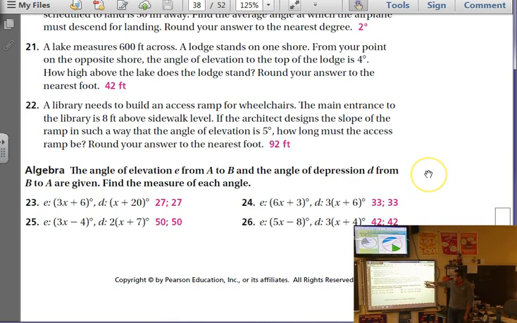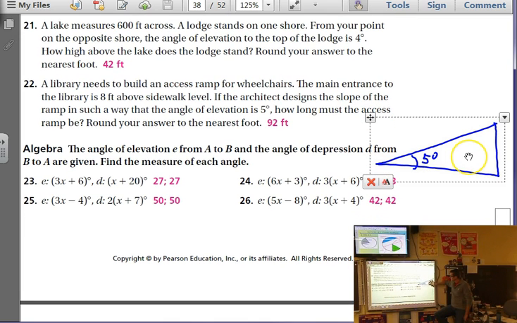Same. Armenia's boat and access ramp for boat chairs. The main entrance is 8 feet above the sidewalk level. The architect designs the slope of the ramp in such a way that the angle of elevation, so from the horizon, is 5 degrees. That looks like 50, but it's 5 degrees. You guys know it's 5. So then, how long must the access ramp be? So we are solving for this side, or my hypotenuse.